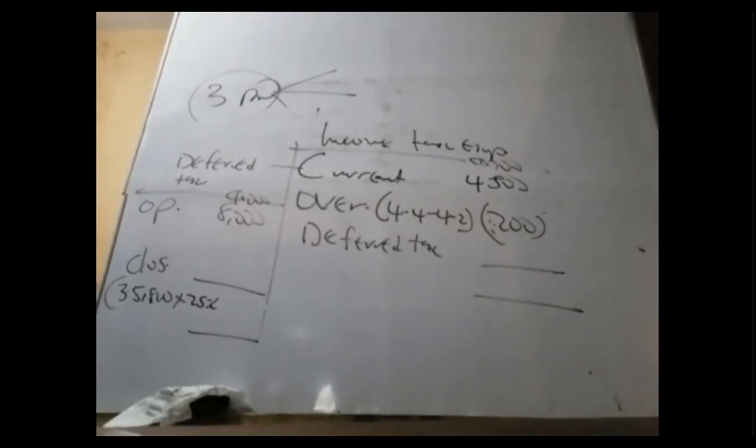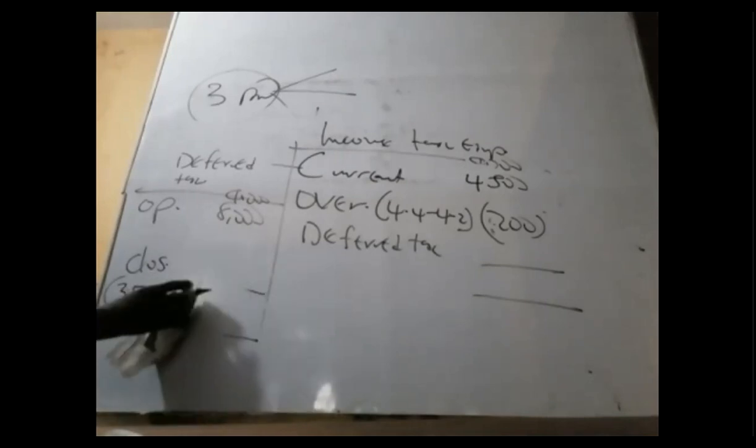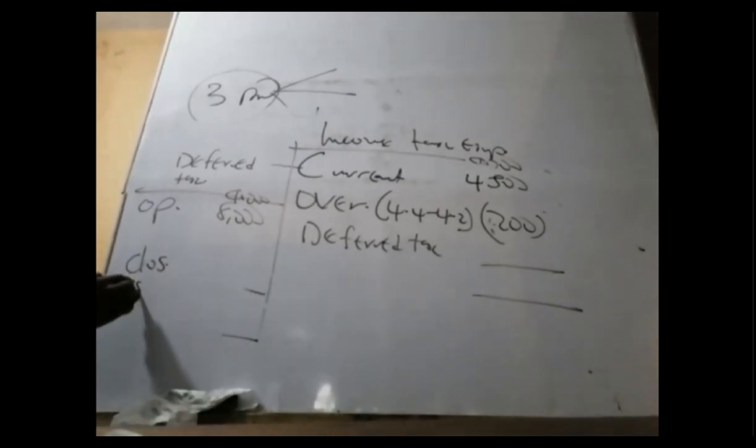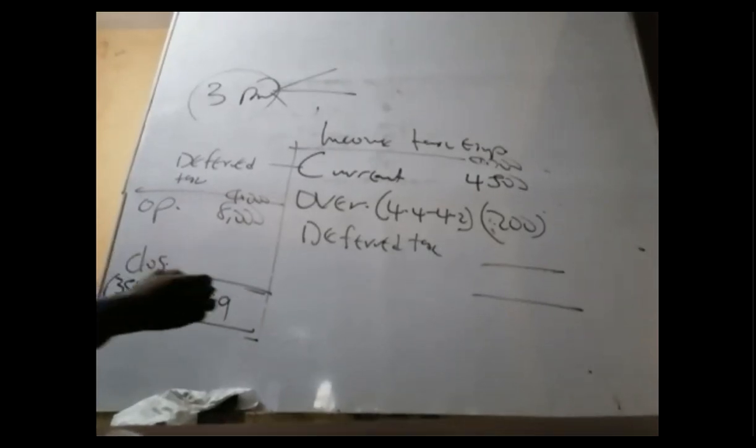So let's do the calculation together. 35.8 times 25%. That's 8,950. So the closing balance is 8,950, agreed. So what's the difference?